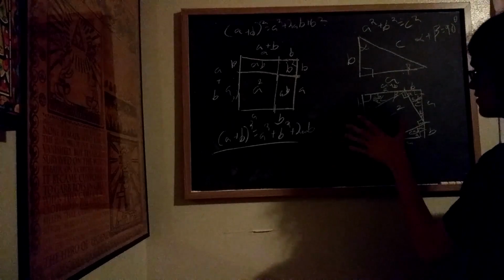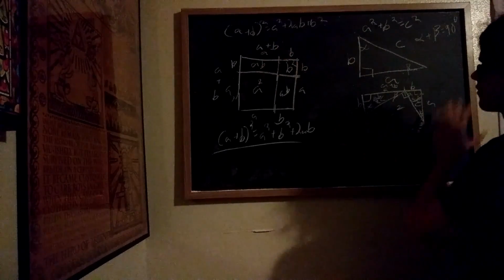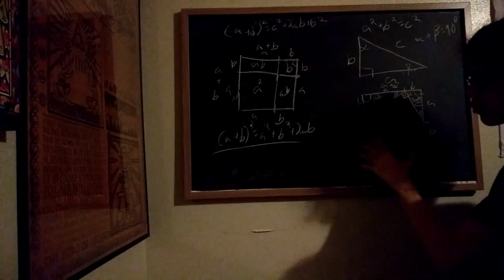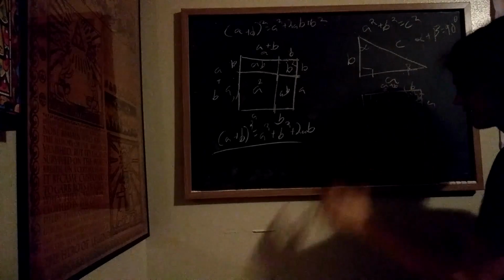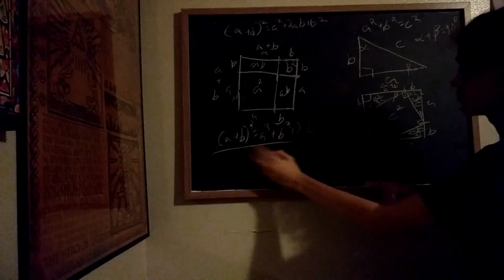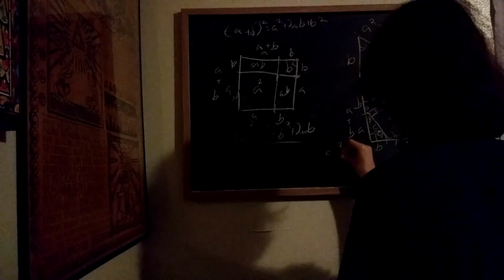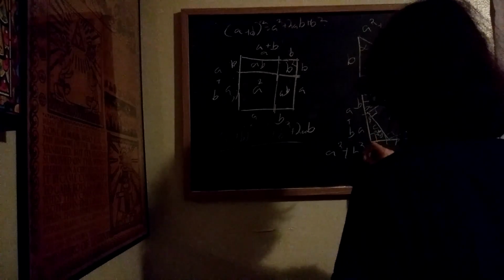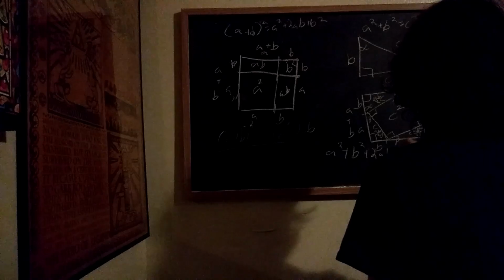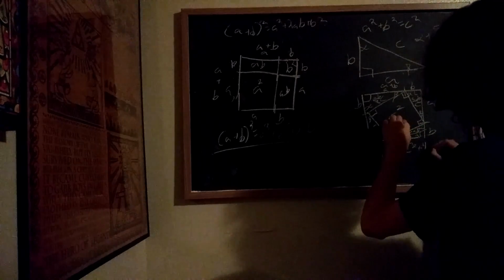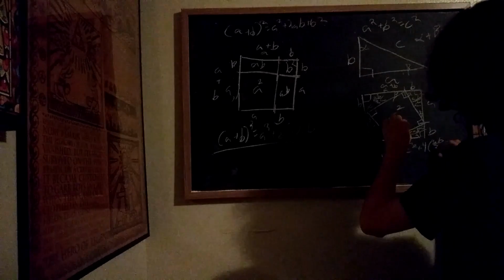So now we can say, just like we did before, that the area of the whole square is equal to the area of each individual shape inside it. So we can say that (a plus b) squared, which we know is a squared plus b squared plus 2ab, so let's write that down, is equal to c squared plus 4 times ab over 2.